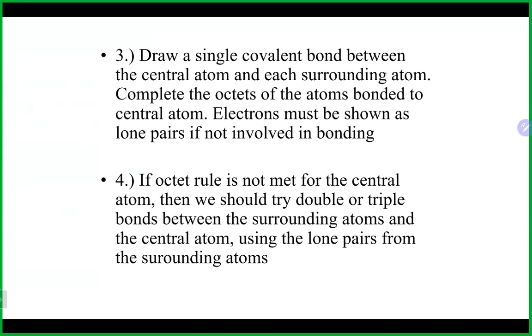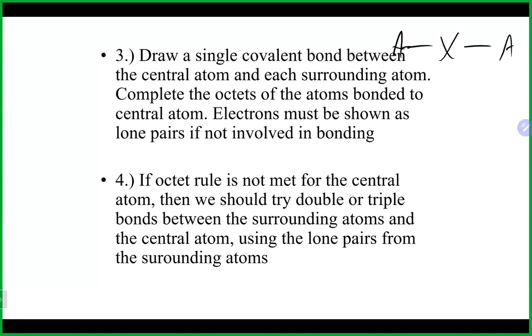Once you have the arrangement of how it should be put together, and you know how many electrons you need, the next thing to do is draw one single covalent bond from the central atom to each of the outside atoms. I personally use lines to do that. Remember, each line represents 2 electrons, and you just want to do one single bond to everybody. Once you do that, you have used a certain number of electrons, and you'll have a certain number of electrons left.